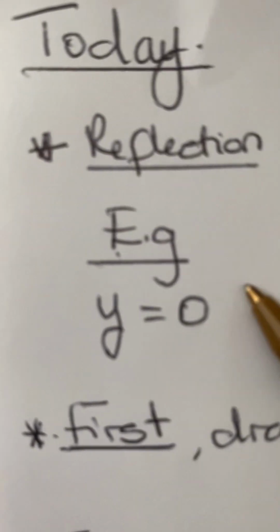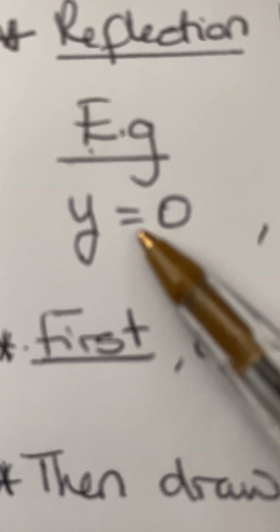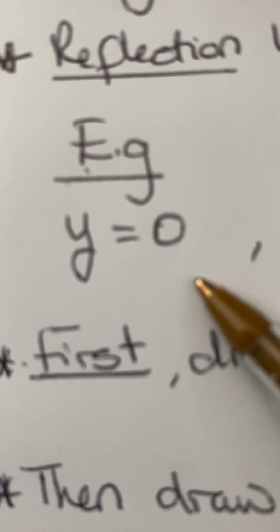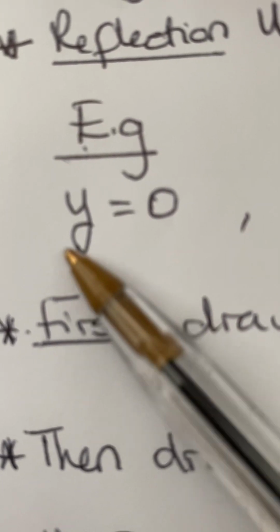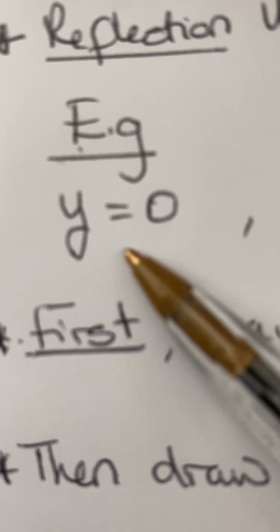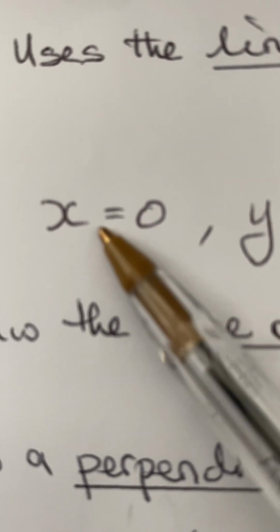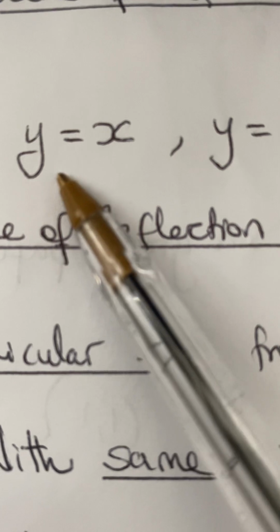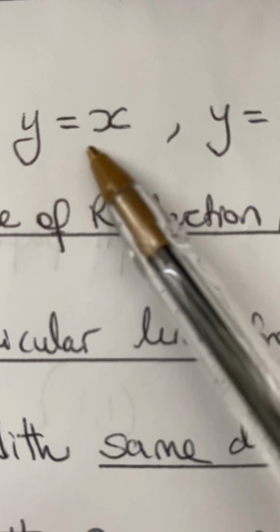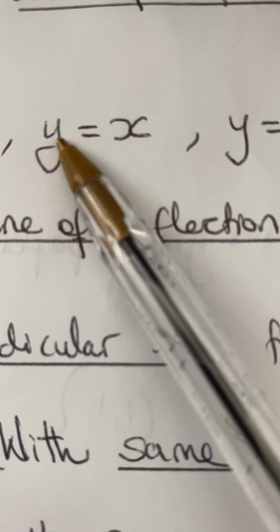So our line of reflection, for example y equals 0, as I said, if they say y equals 0, that means the x-axis. x equals 0 means the y-axis. You can also have y equals x.